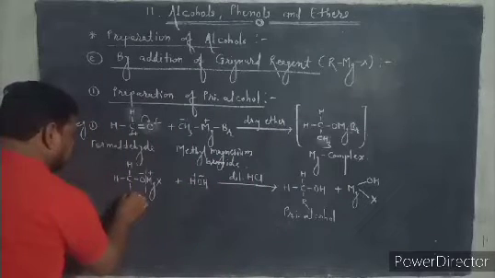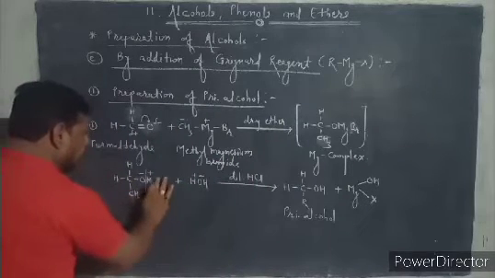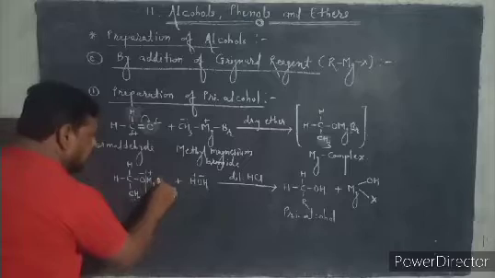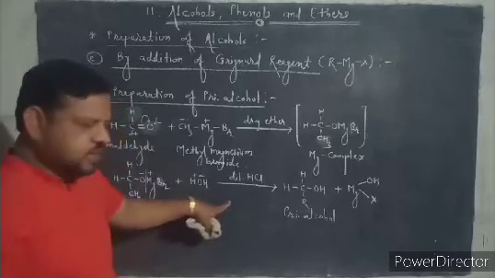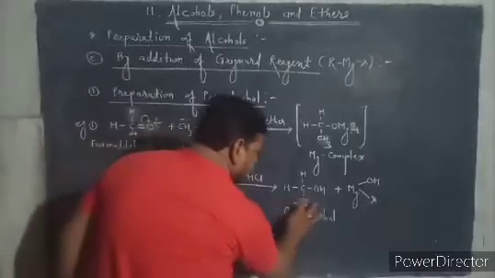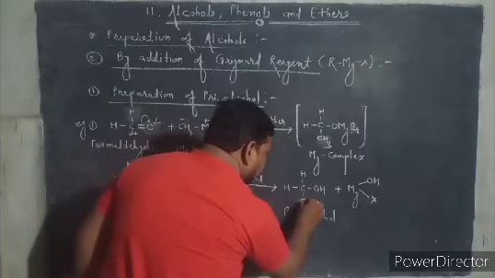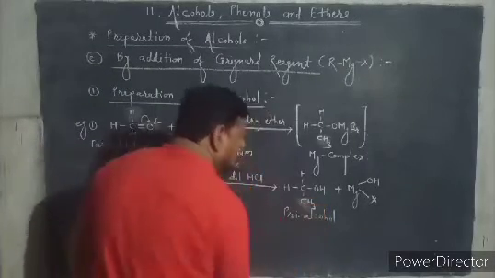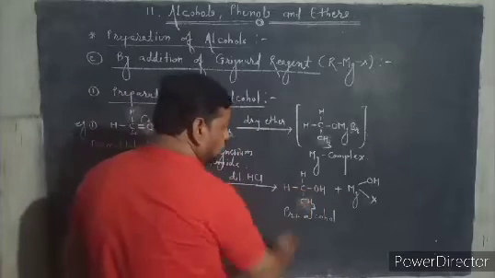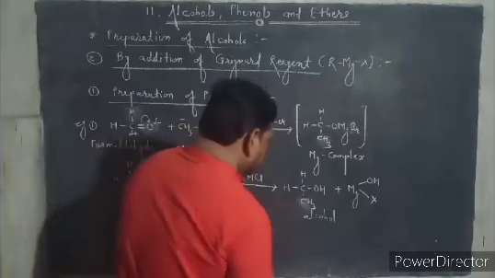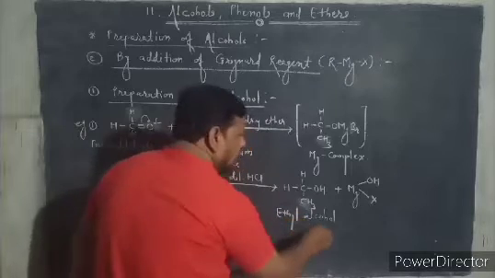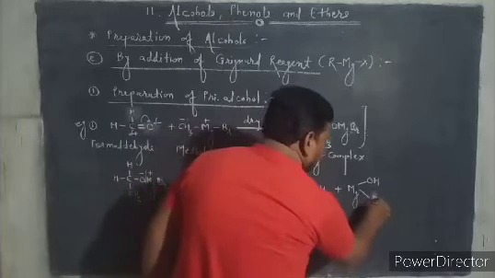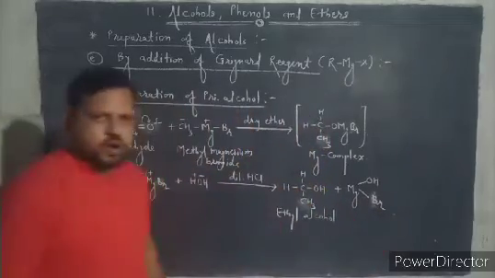Then this magnesium complex is hydrolyzed by dilute HCl and it gives a compound, that is CH3CH2OH, that is ethyl alcohol. Ethyl alcohol, and this is the byproduct. Okay.